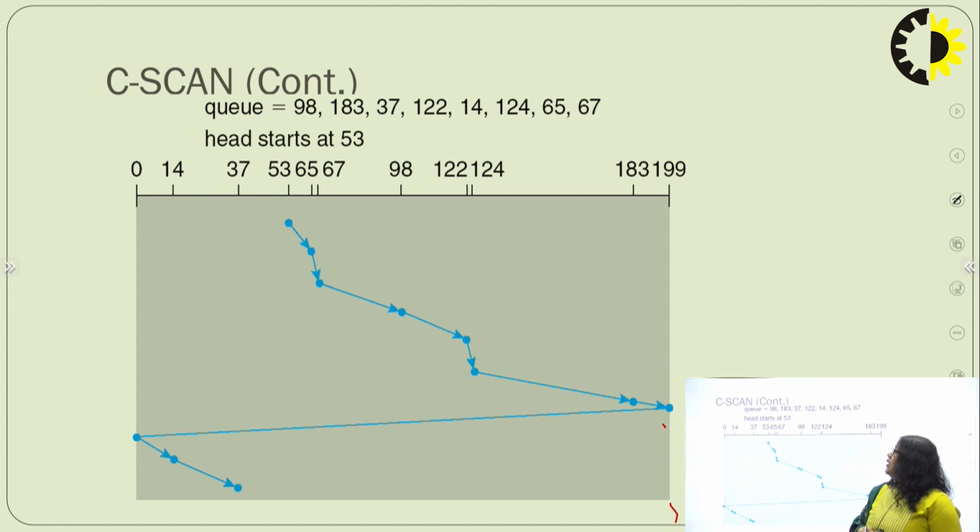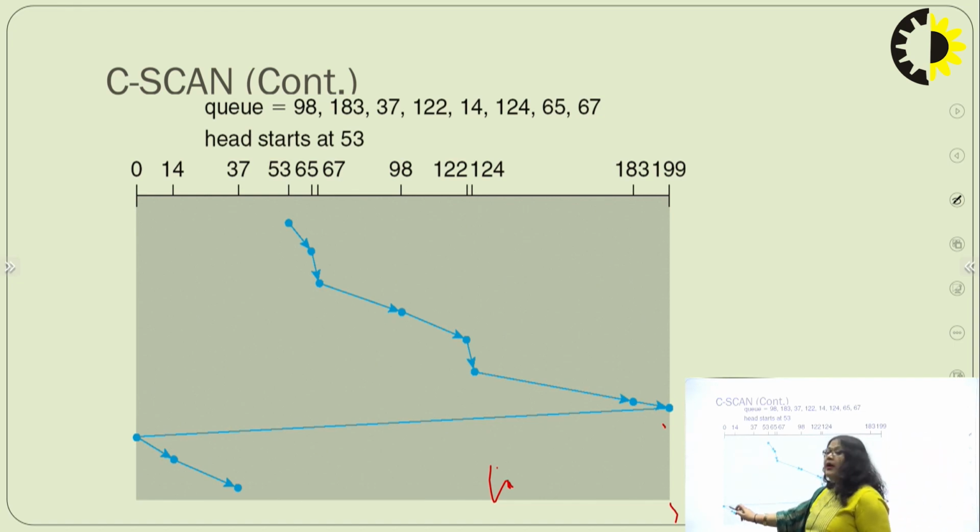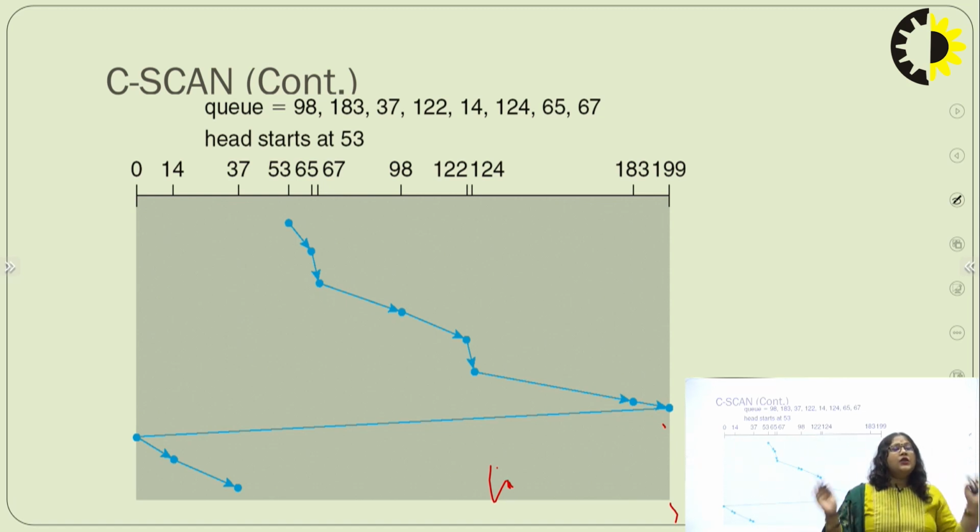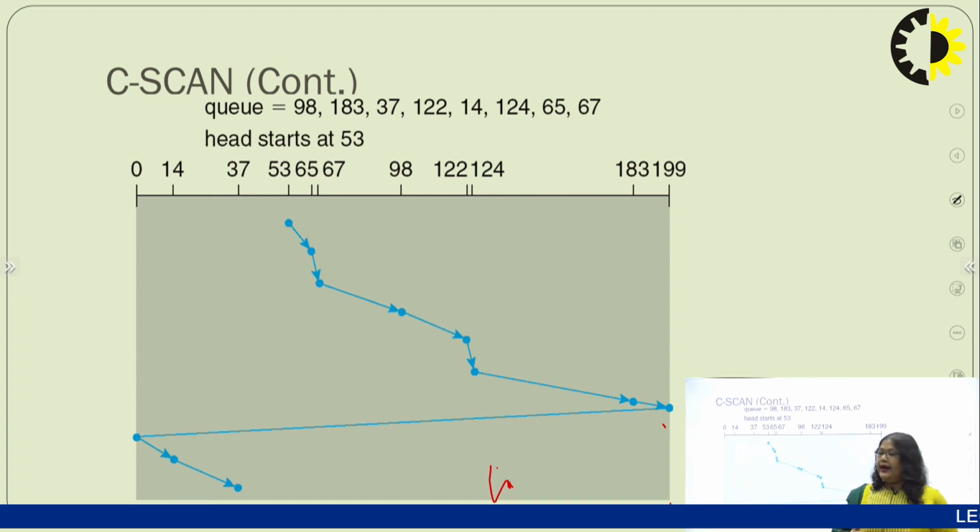So this is the total head movement count in the C-SCAN algorithm. Calculating is the same as the SCAN algorithm. So we start with 65 minus 53, 67 minus 65, 98 minus 67, 122 minus 98, 124 minus 122, 183 minus 124, 199 minus 183, and 199 minus 0, then 14 minus 0 and 37 minus 14. All these subtractions we have to add, and then we find the total head movement.